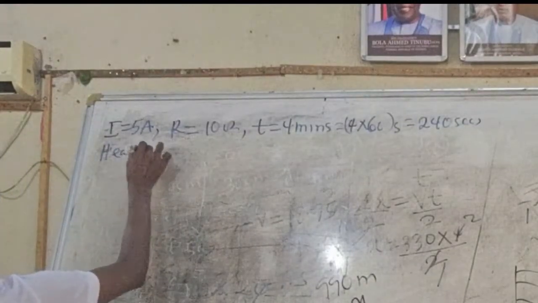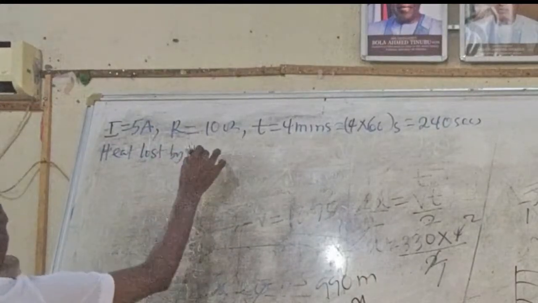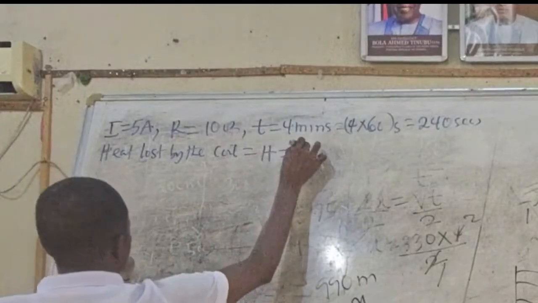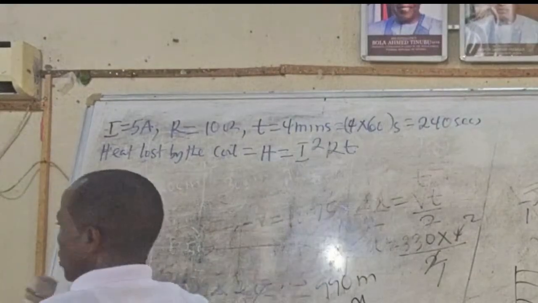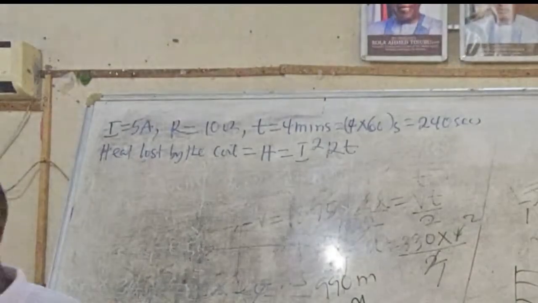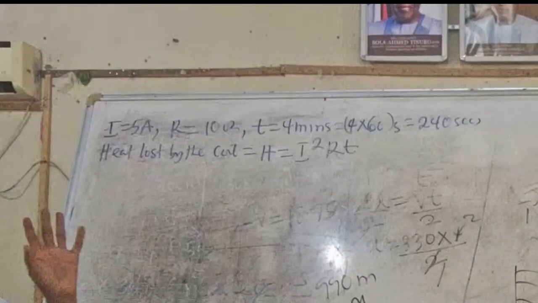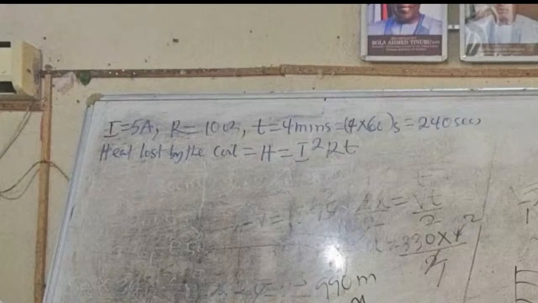Heat lost by the coil is going to be H, which is I squared R T. Don't forget, there are formulas, if you will, that are used in calculating the heat loss or the heat dissipated in a particular conductor or in a coil.